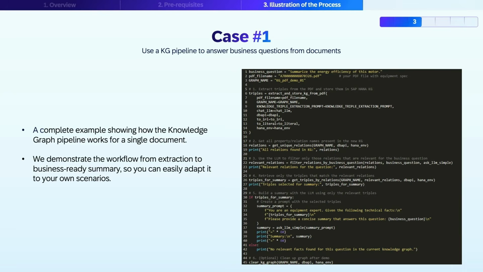We then use a large language model to interpret the business question, in this case, summarize the energy efficiency of this motor, and filter the relations to select only those that are truly relevant to that topic. Once the relevant relations are known, we retrieve just the corresponding triples from the graph. This ensures that only contextually meaningful data is passed to the large language model. Finally, we generate a custom prompt that includes the selected triples and the original business question. This prompt is submitted to the large language model, which returns a concise human-readable summary.